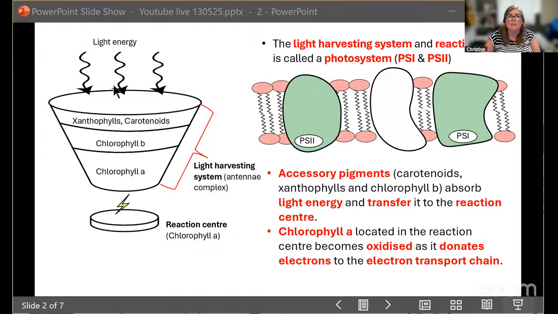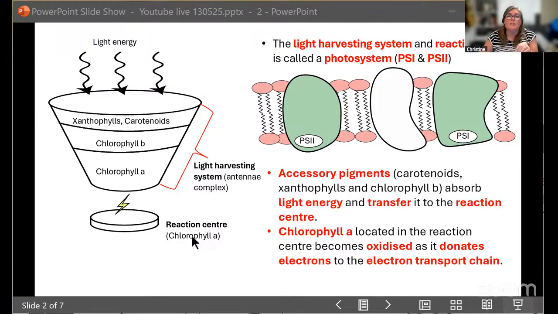So what you can see here is these are all my different photosynthetic pigments. When you look at the photosynthetic pigments, you need to understand that you have these accessory pigments, which are your xanthophylls, your carotenoids, your chlorophyll B. And then you have chlorophyll A, which is your primary pigment. And the reaction center is only made up of chlorophyll A.